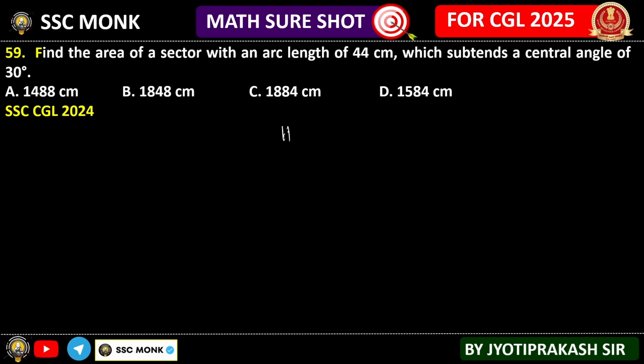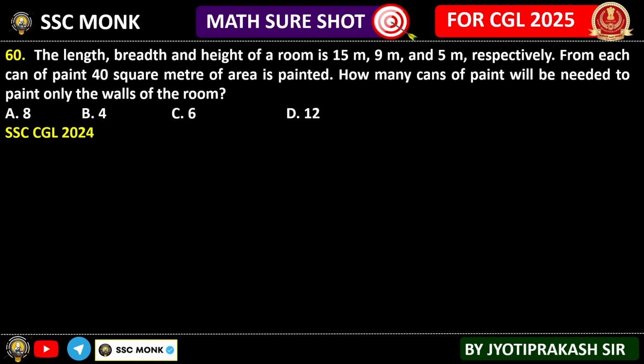Simple question. Homework. The length, breadth and height of a room are equal to 59.5 centimeters. So this is like a cuboid. From each can of paint, 40 square meter of area is painted. How many cans of paint will be needed to paint only the walls of the room?